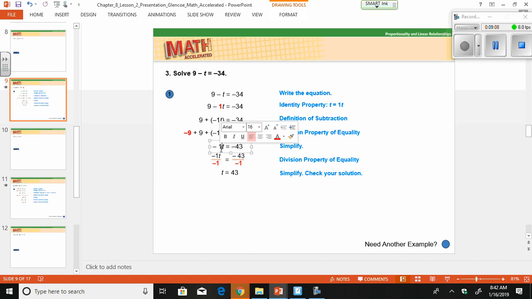That leaves us with negative 1t equals negative 43. The opposite of multiplying by negative 1 is to divide by that negative 1, and we end up with t is equal to 43.